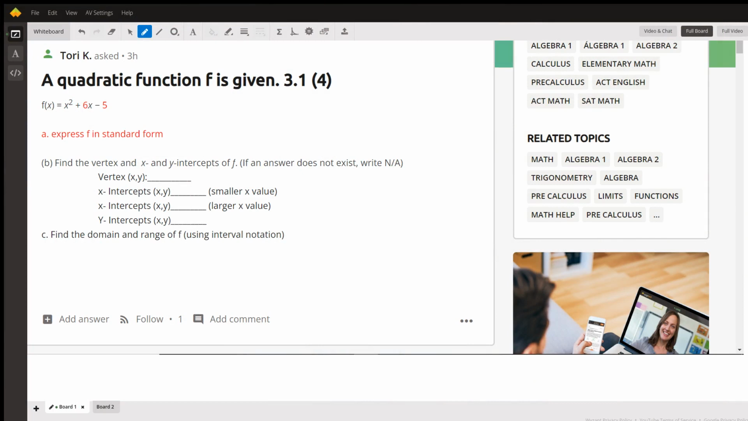Here's the question. x squared plus 6x minus 5, that's f of x. Express f in standard form. Find the vertex, x and y-intercepts, and then the domain and range. So the question, I'll write the answers in here.